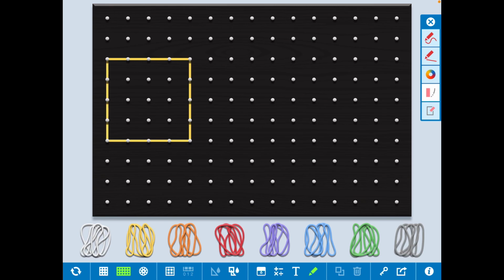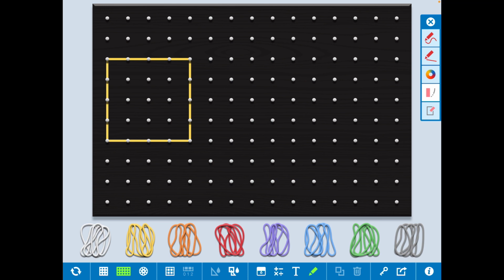Okay, for today's lesson, we're going to talk about creating shapes out of a square and partitioning it into equal fractions. So we know a fraction is an equal amount. Here we have a square.